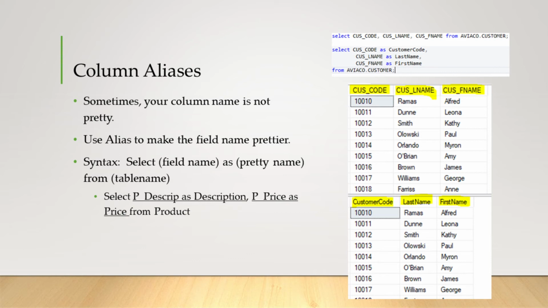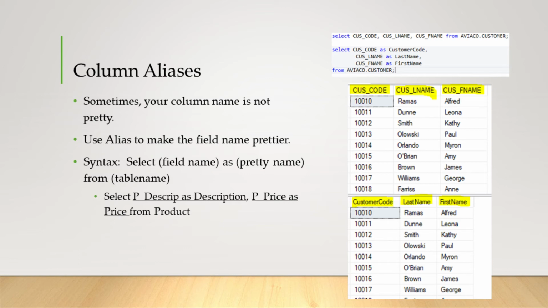So in this case, what you do for the syntax is in the section where you would put in the field name, you say field name as, and then you put in the pretty name that you want it to be. So in this example, I have done select P_DESCRIPT as description and P_PRICE as price for my product. And that allows me to have two fields in my resulting table. One is description and one is price, and they're nice and pretty.